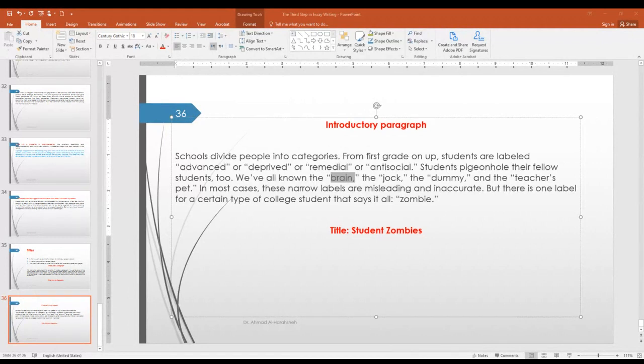And next time you must submit the whole essay. The whole essay: introductory paragraph, 3 main body paragraphs, the concluding paragraph, plus the title of your essay, God willing. I will upload it now on Blackboard. All right? All 5 in total.